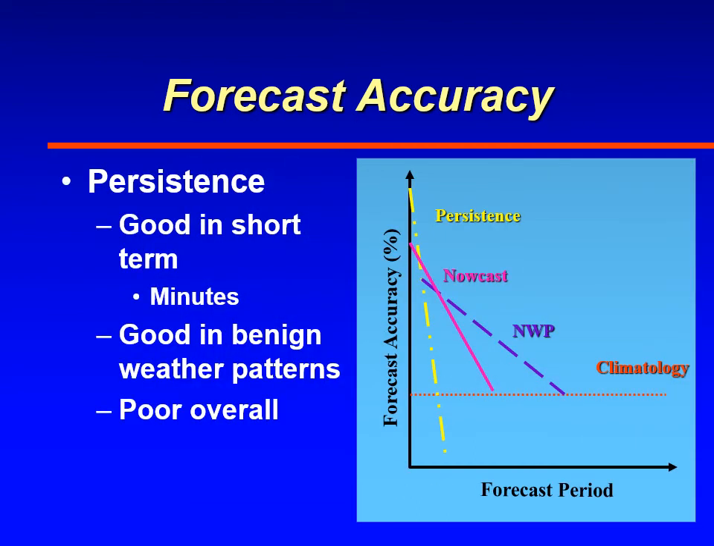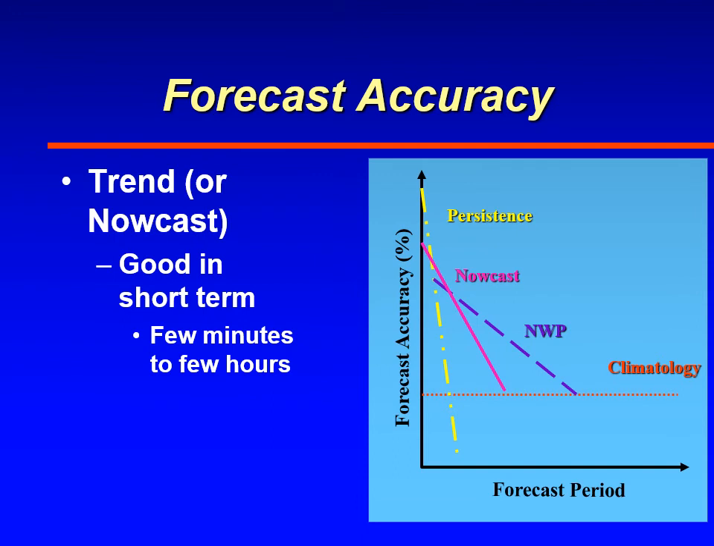First, the persistence forecast. Persistence forecast, as we said, what you have now is what you'll have in the future. And that's good in the short term. We're talking minutes, maybe even an hour. But if there's any kind of changes in the weather, if the weather is not stagnant, then it's going to be not a very good forecast. And in the long term, it's a rather poor forecast.